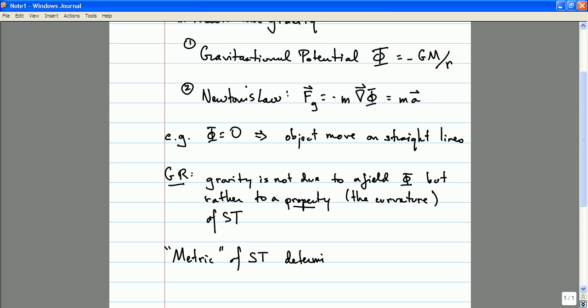Now, this is not a class on differential geometry, so I won't delve too deeply into the mathematics of what the metric is, but we will, by the end of next class, learn what the metric is and what it's good for and how it will tell us, for example, how to modify Newton's law in this new way of thinking about space and time.